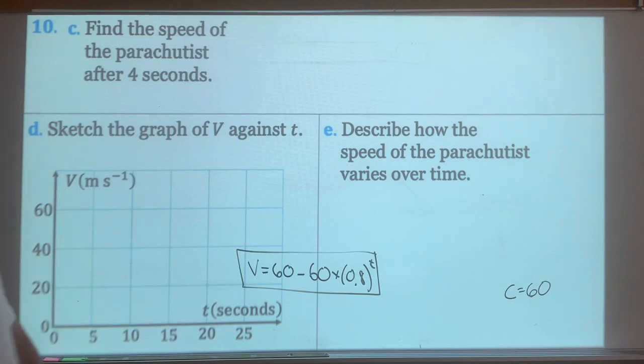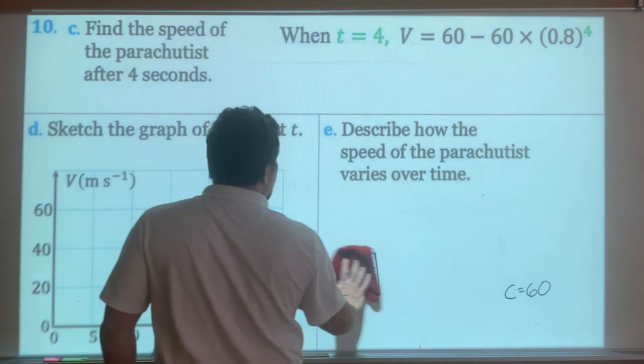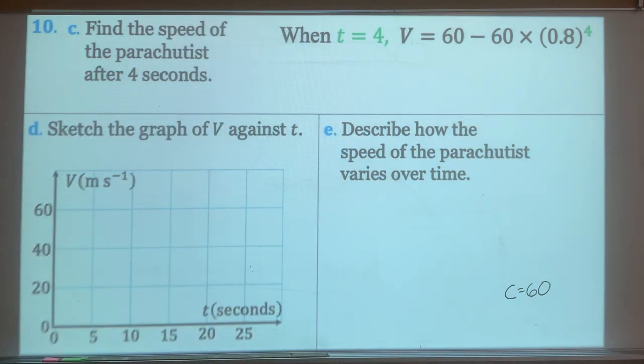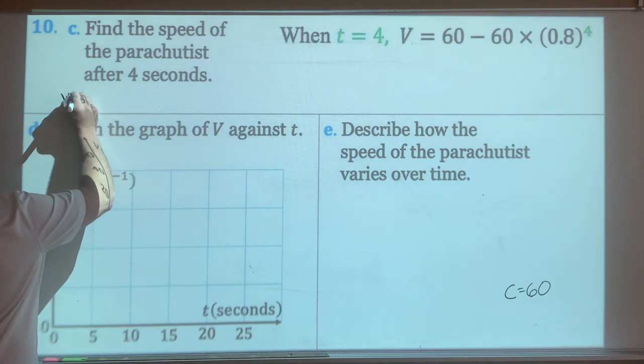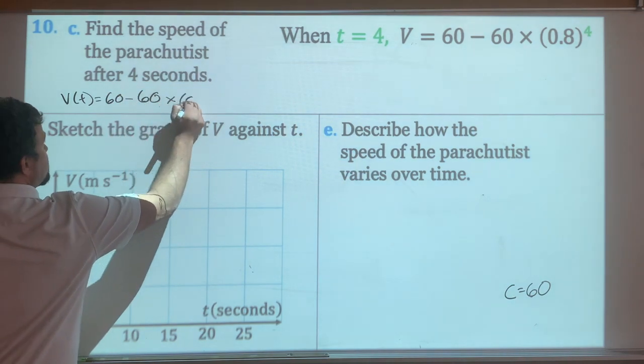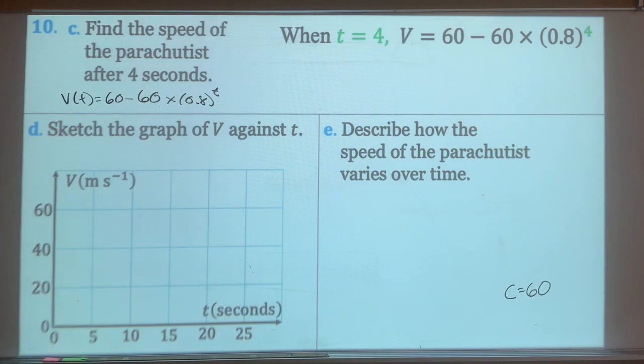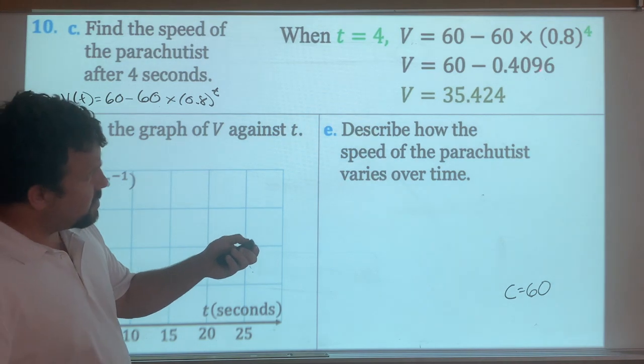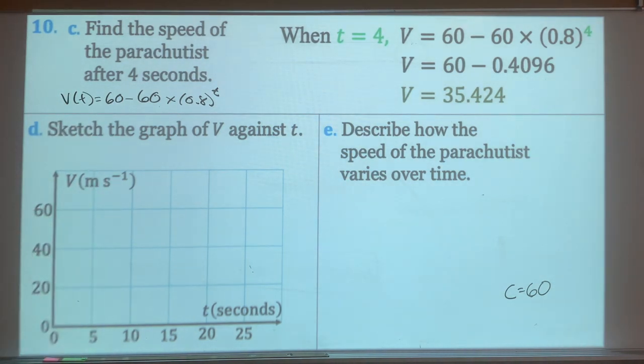What I want you to do next is, first, find the speed of the parachutist after 4 seconds. I can erase this. So, we know the equation. I didn't write it up there. What I said before is, the equation was V of T equals 60 minus 60 times 0.8^T. So after 4 seconds, what you do is you plug that into the equation. All right? What do you guys get? 60 minus 60 times 0.8 to the fourth power, which is 0.4096. 60 minus that is 35.424.